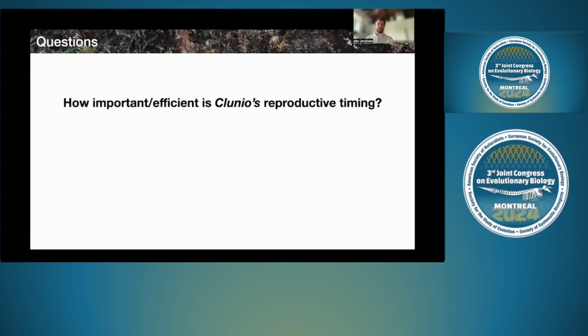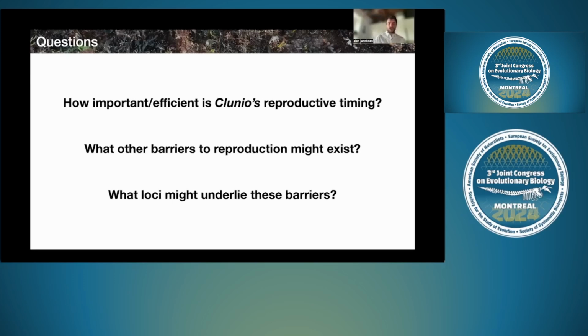So this leaves us with 3 questions. 1, how important or efficient is Clunio's reproductive timing? 2, what other barriers to reproduction might exist if the timing isn't that efficient, if it's a little bit leaky? And 3, what loci might underlie these barriers?